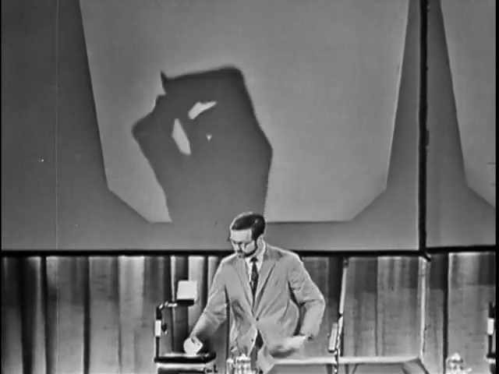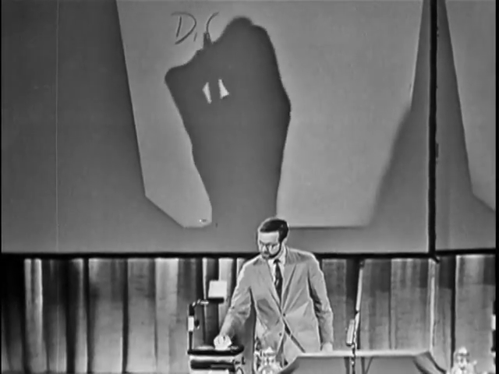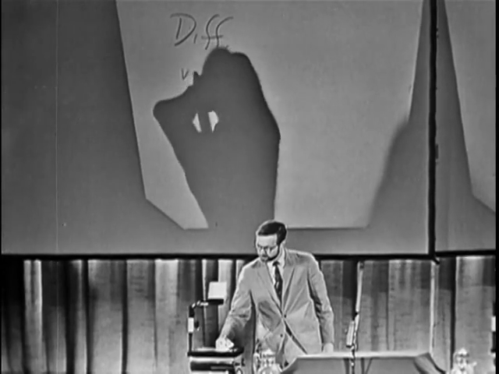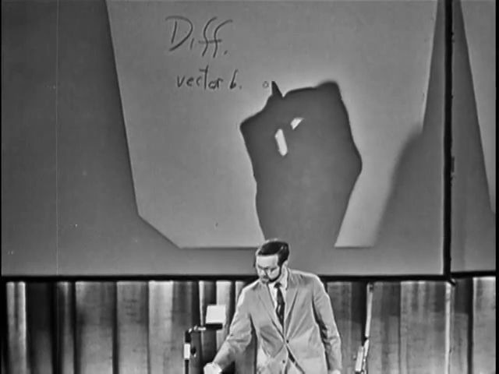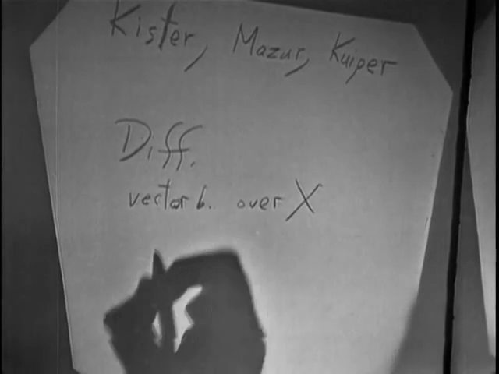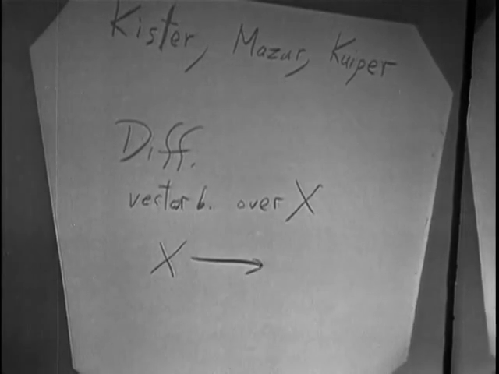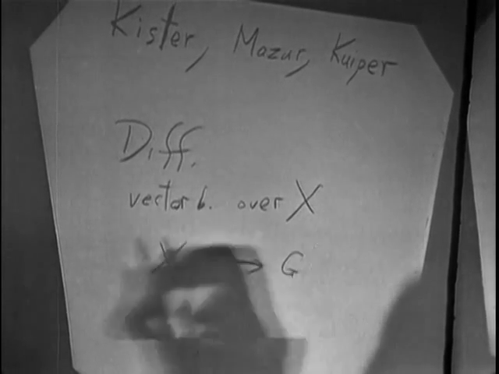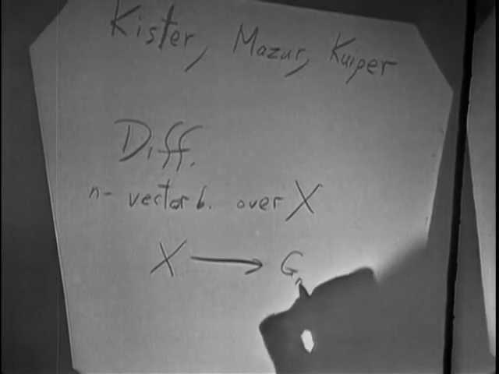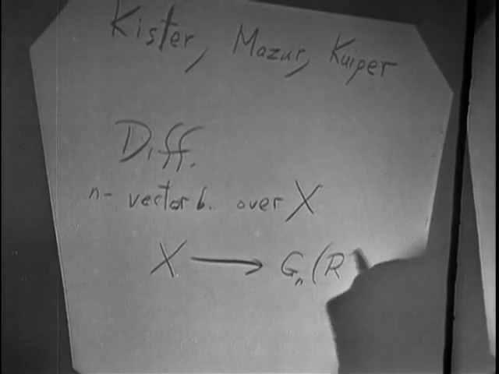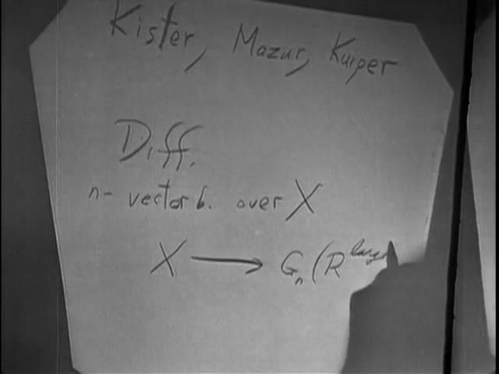So in the differentiable case, you remember that a vector bundle over X determines and is determined by a mapping from X into the Grassmann manifold. Say an n-dimensional vector bundle determines a mapping from X to the Grassmann manifold of n-planes in a large dimensional Euclidean space.